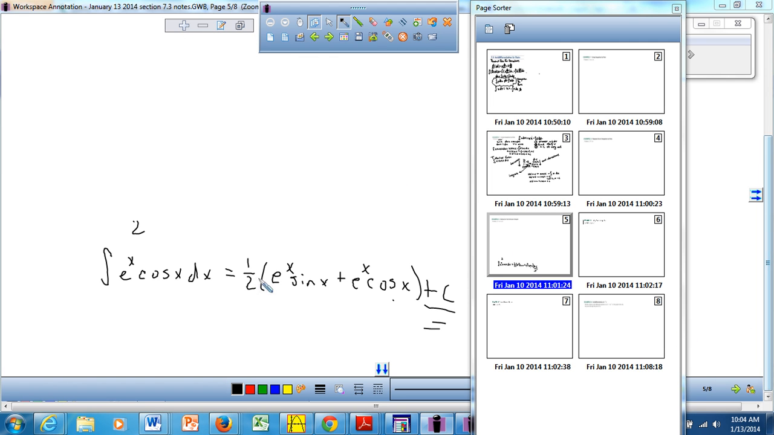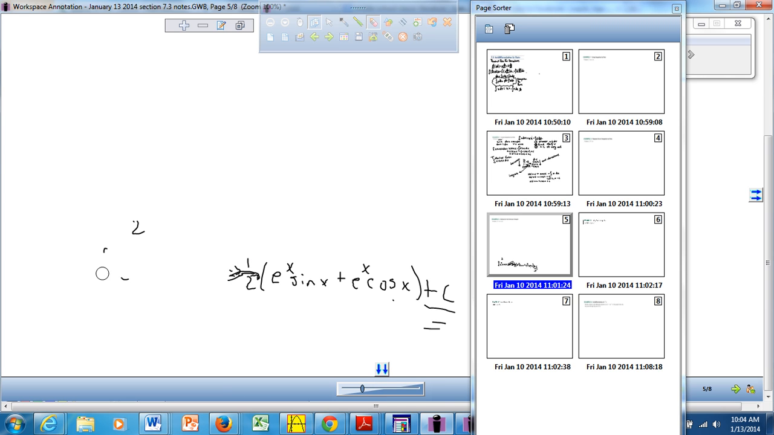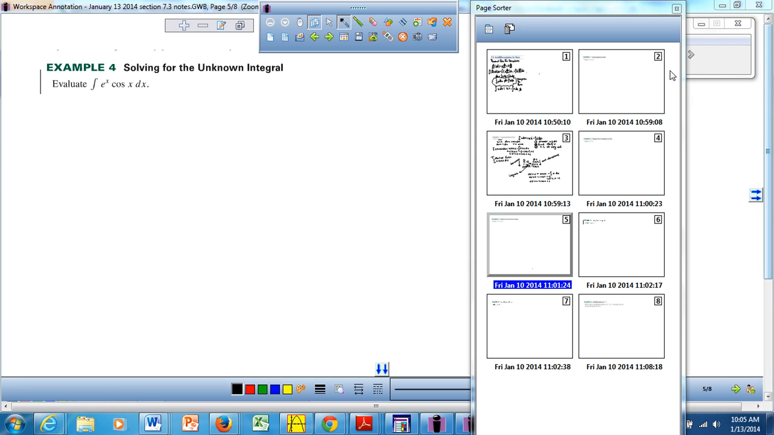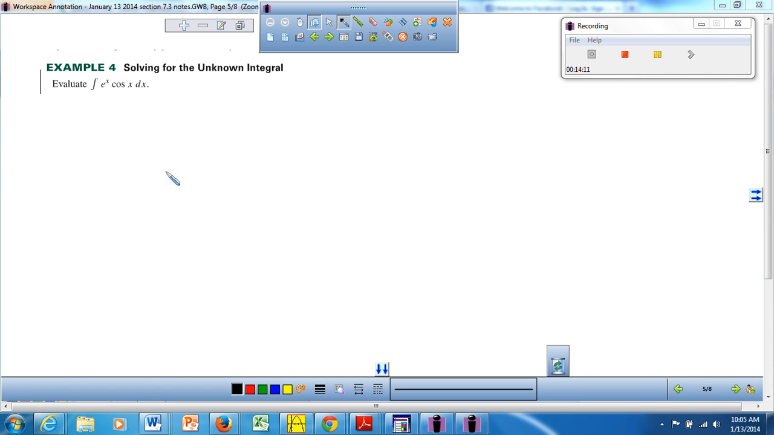So this one is a different type of integration by parts problem, and as you look at it, you'll see why. In the first one, we wanted to pick our u so that as we take derivatives, it gets simpler. But in this problem, take a look at our integrand. E to the x times cosine x. Do either of those go to 0 in our derivative? No, they don't. So it's a different type of integration by parts problem.